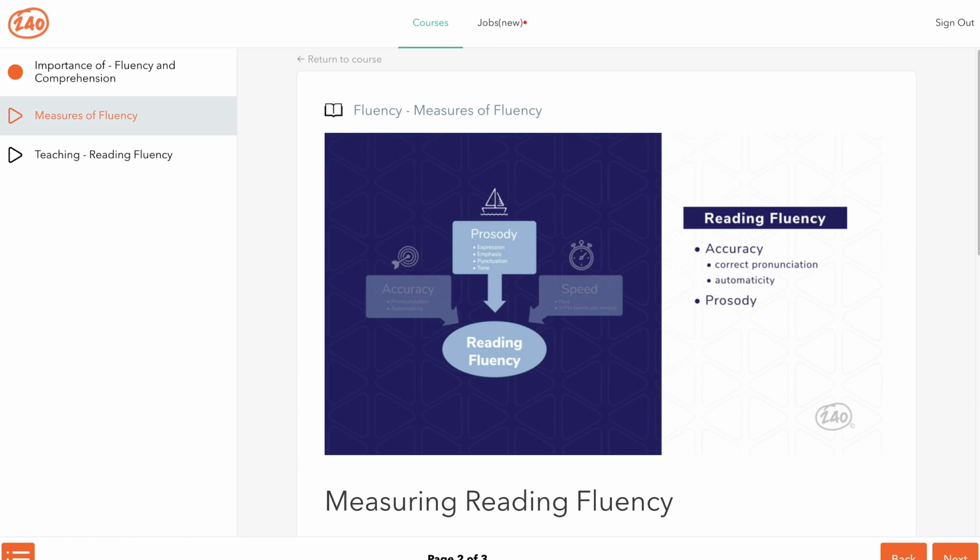Prosody is the reader's ability to convey expression. Students with strong prosody use appropriate phrasing and emphasis. Their expression matches the tone of the passage. They adhere to punctuation. Speed is the pace at which the reader reads the text. Students who read at an appropriate speed are easily understood because their reading is not too fast or too slow.